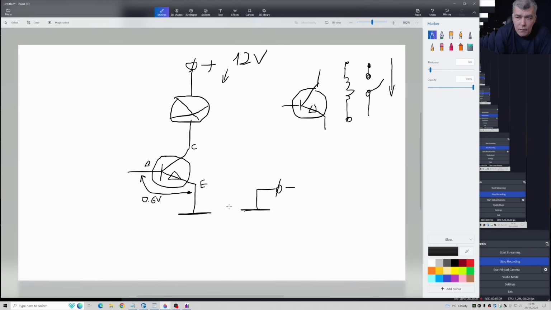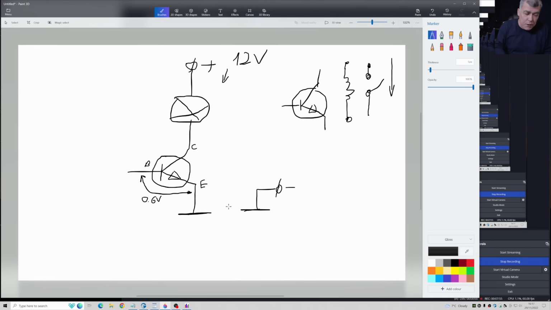Okay? Forget about the current. If I read a schematic with a transistor, I never think for one second about the current. Think about the voltage. If I'm testing a board with a transistor, I'm thinking about the voltage. I want to see 0.6 volts between base and emitter.